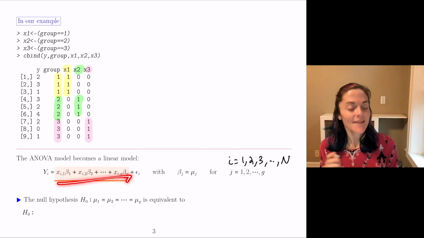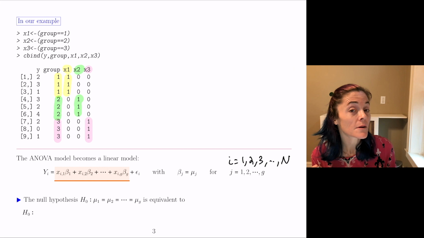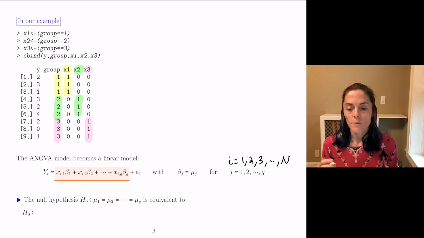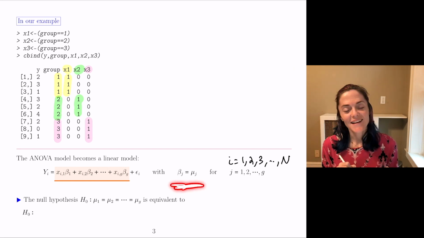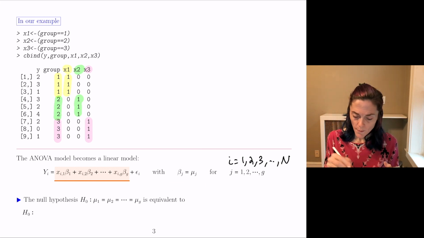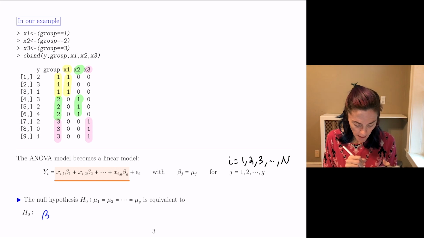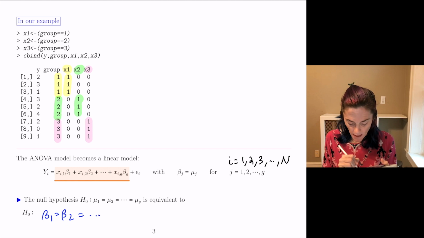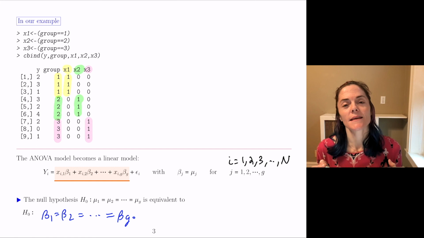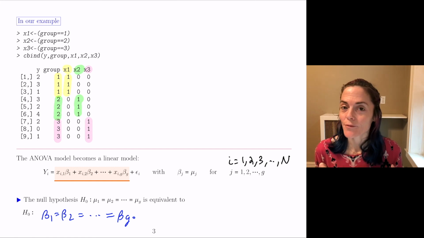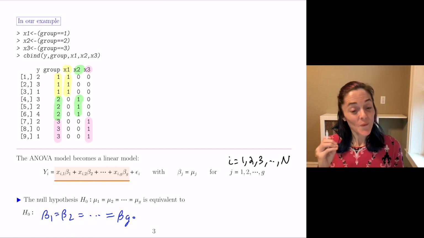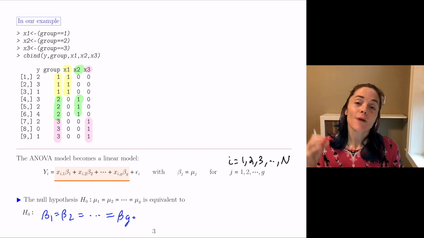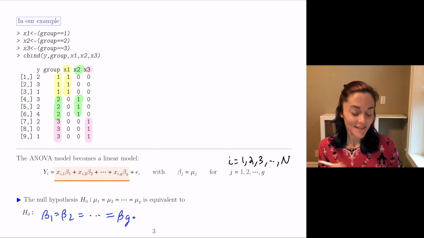Written this way, my null hypothesis that all of the group means are equal becomes, well, look here. My beta j's are the group means. So the null hypothesis becomes that beta 1 equals beta 2 equals out to beta g. Here, these parameters are the group means. So we have the ANOVA model represented as a linear model right here.